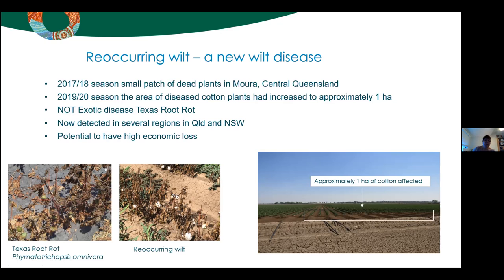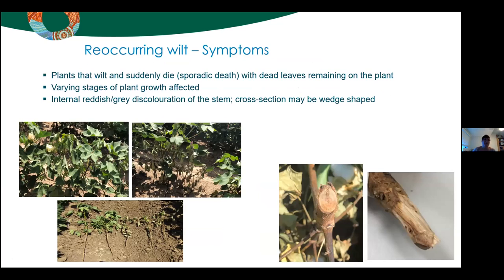There is certainly potential to have a high economic loss because the plant wilts and dies so quickly. So unlike some of our other pathogens and diseases, where we can still get yield off the diseased plants, there is obviously no potential for any recovery of yield from these types of plants. So you just get this wilting, as you can see in this photo on the left, and very quickly these plants will just die. It can happen any time through the season, right from first flower all the way through to boll. We're seeing young plants and then mature plants just wilting and dying suddenly.